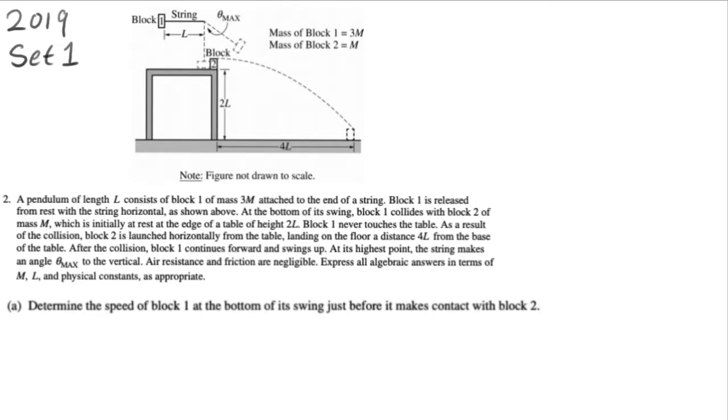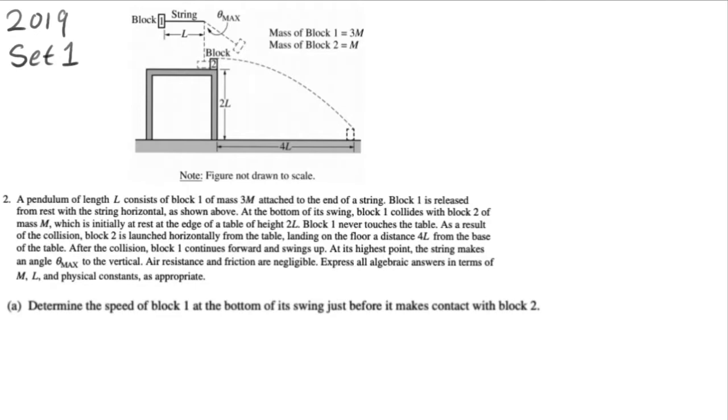So the question says, a pendulum of length L consists of block 1 of mass 3m attached to the end of a string. Block 1 is released from rest with the string horizontal as shown above. At the bottom of the swing, block 1 collides with block 2 of mass m, which is initially at rest at the edge of the table of height 2L. Block 1 never touches the table.